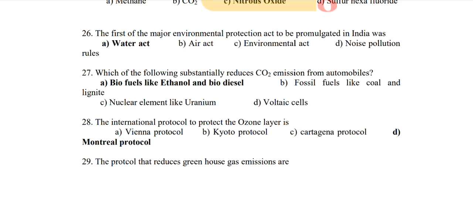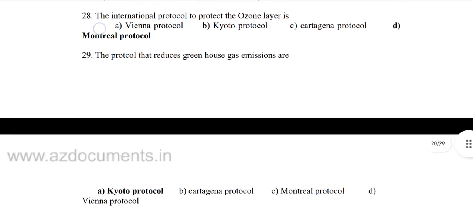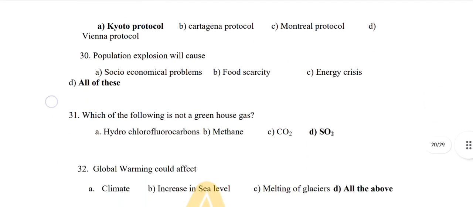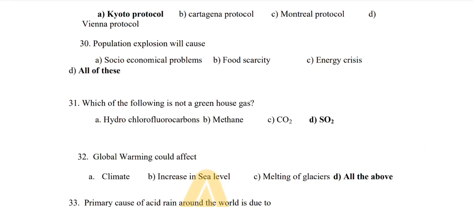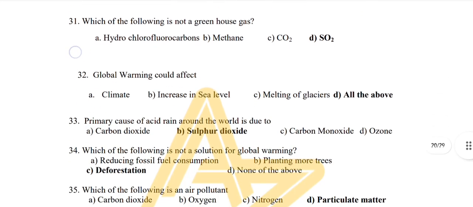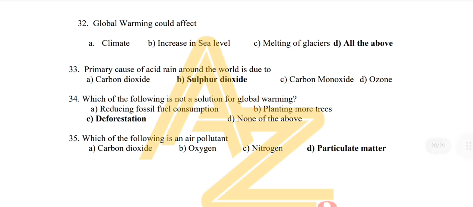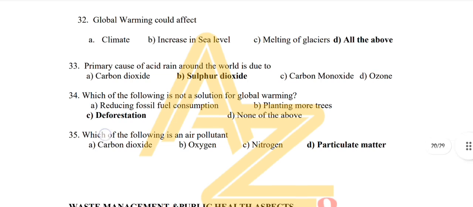27th question, which of the following substantially reduces CO2 emission from automobiles? Biofuels like ethanol and biodiesels. 28th question, the environmental protocol to protect the ozone layer. Option D, Montreal Protocol. 29th question, the protocol that reduces greenhouse gas emissions. Kyoto Protocol. 30th question, which of the following is not a greenhouse gas? Sulfur dioxide. Global warming effects, all the above: melting glaciers, increase in sea level, climate change.